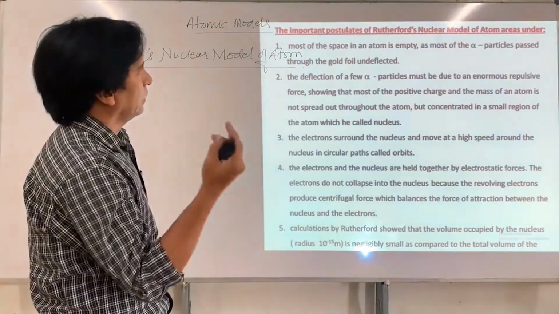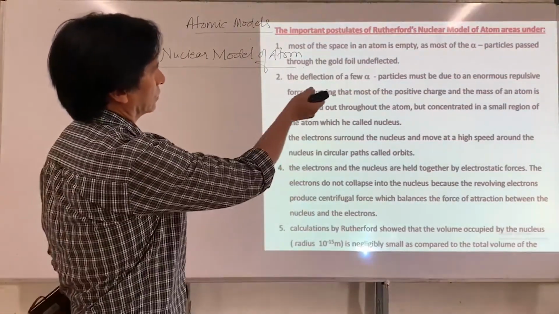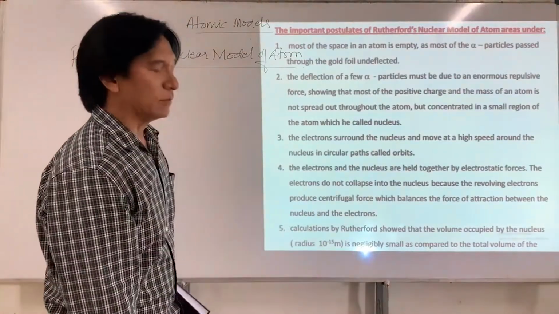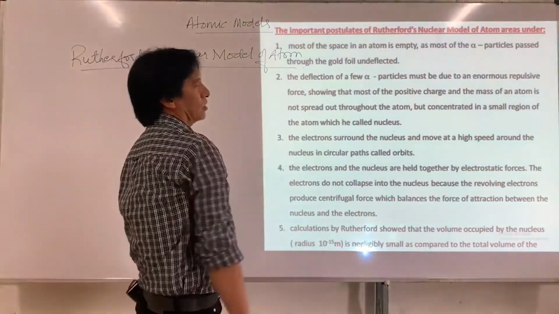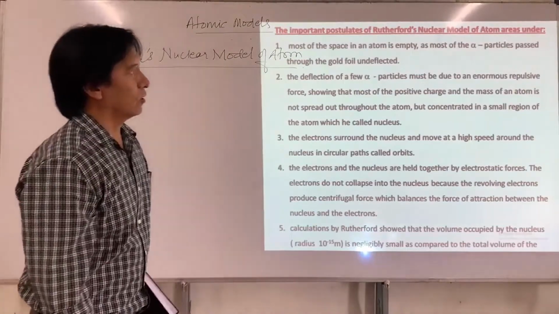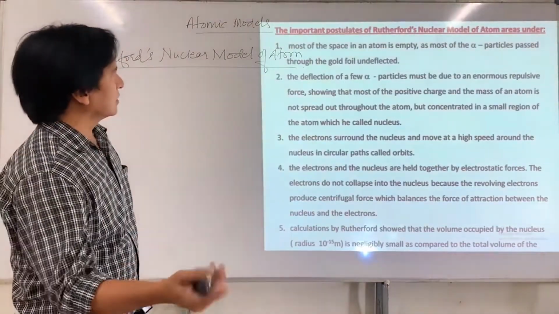And today we talk about what is known as Rutherford's nuclear model of atom. So the important postulates of Rutherford's nuclear model of atom are as follows.